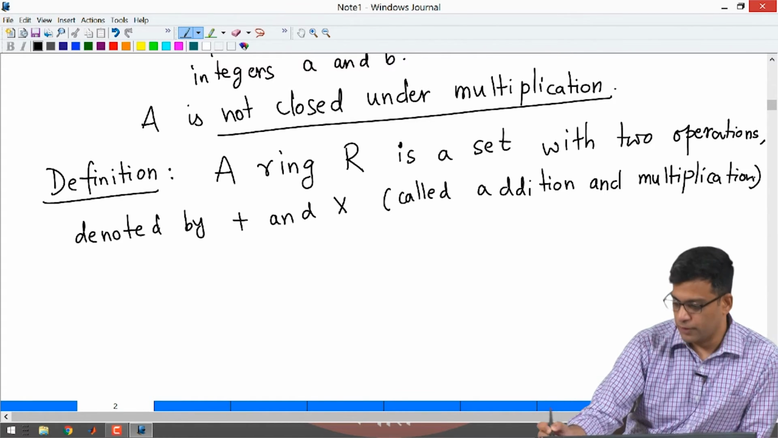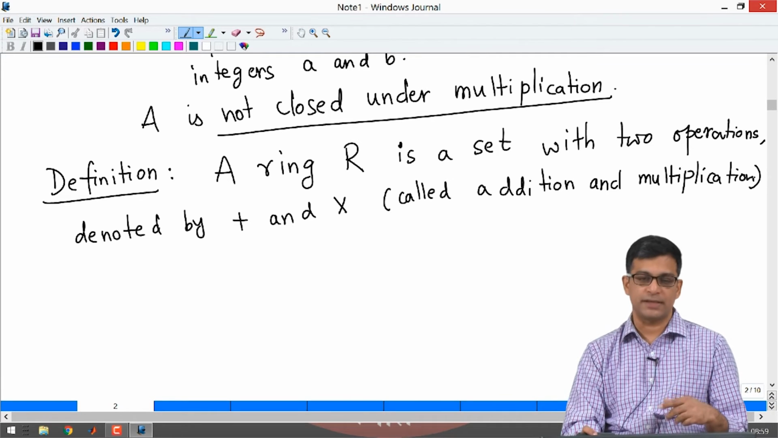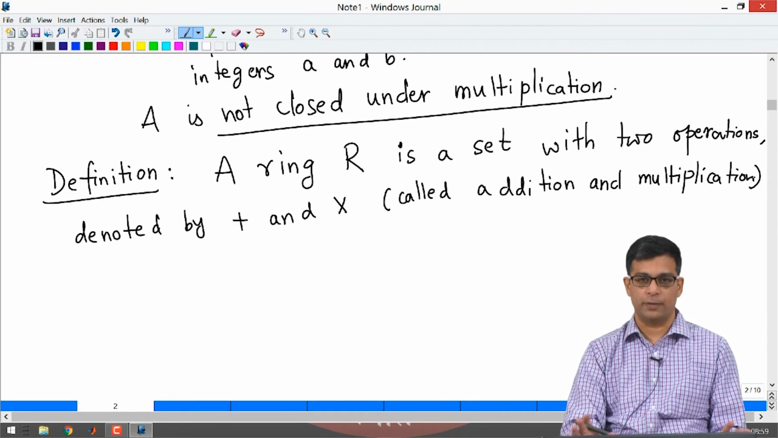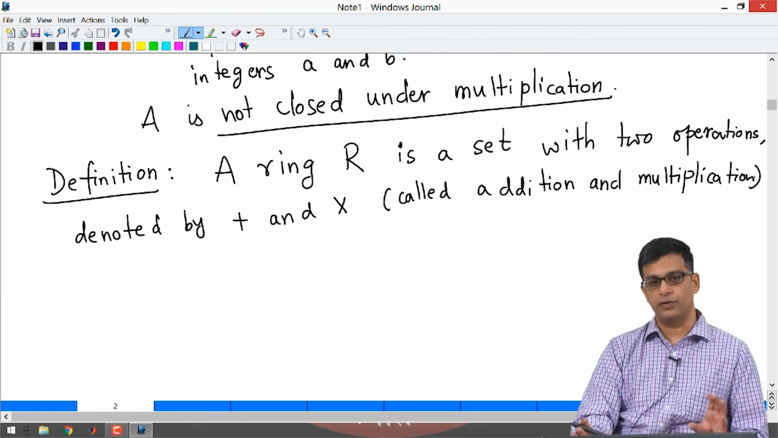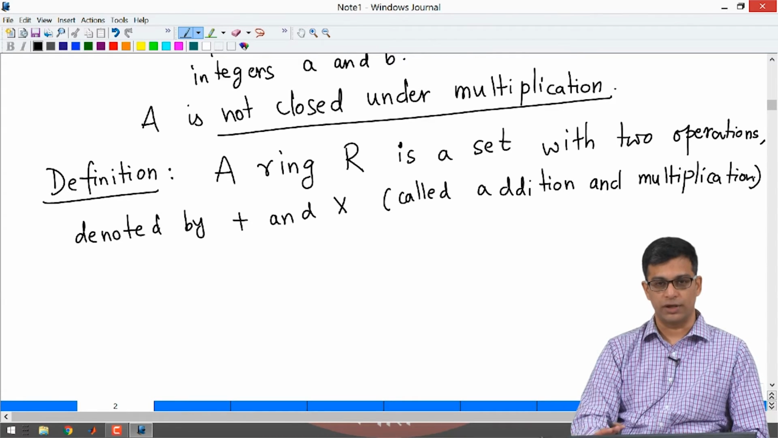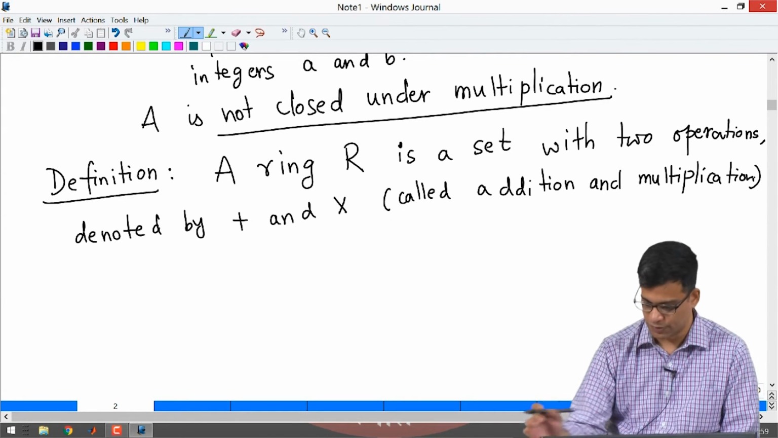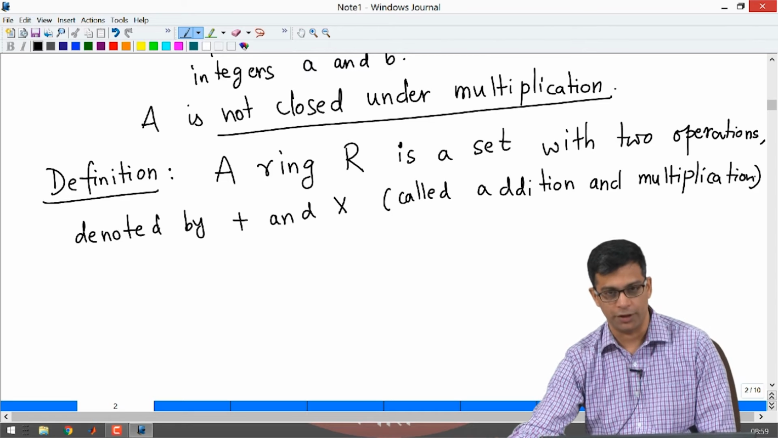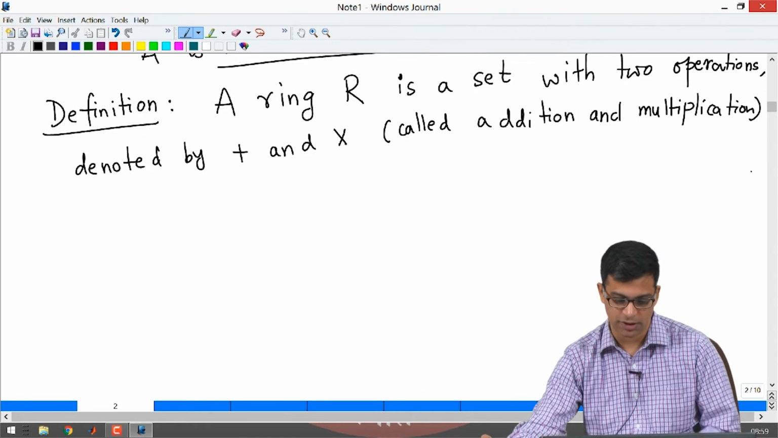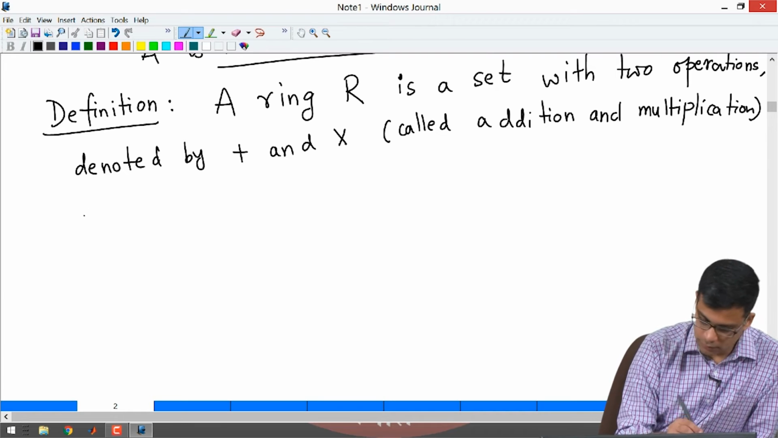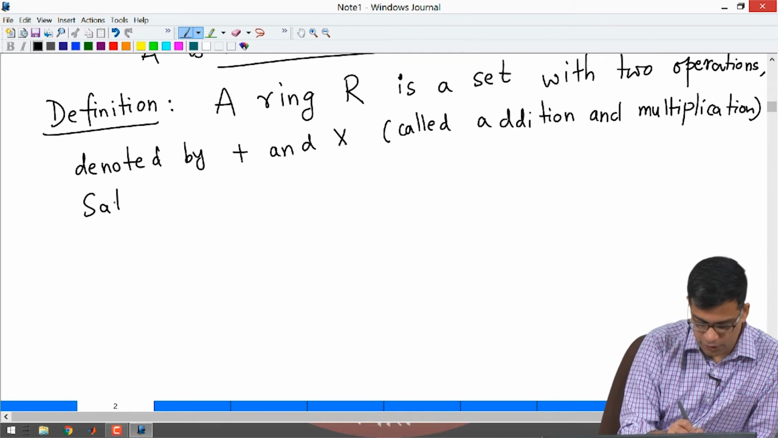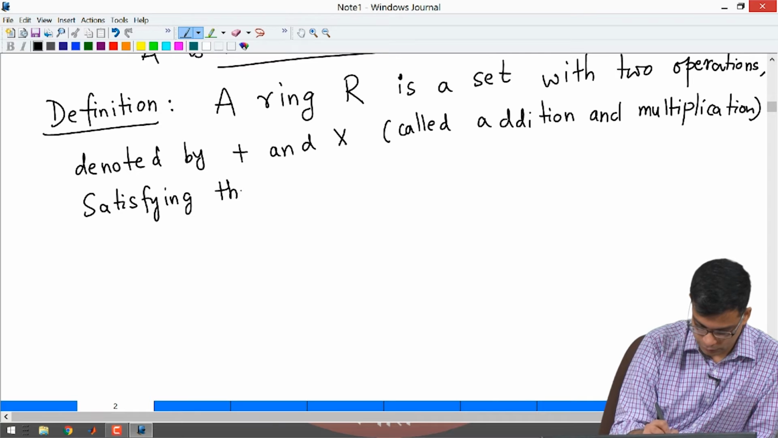I want to emphasize also that it is just a convenient way of calling them addition and multiplication. It is not always the addition that we have learned in school, it is not addition of numbers or multiplication of numbers, it is an abstract operation. Okay. So, it is just convenient to call them addition and multiplication. So, it has two operations that must satisfy the following properties.